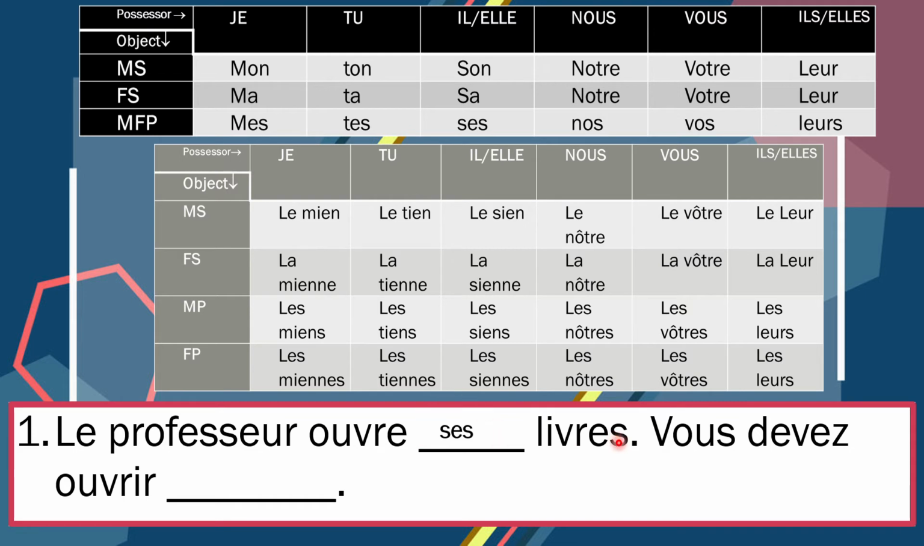Okay, second blank: Vous devez ouvrir dash. Now remember, the object is the same, so you're looking at masculine singular only. Look at the new possessor, which is vous. So in masculine singular, under vous you have le vôtre. So that becomes your answer there. Why are we using a pronoun here? Because there is nothing after the blank.